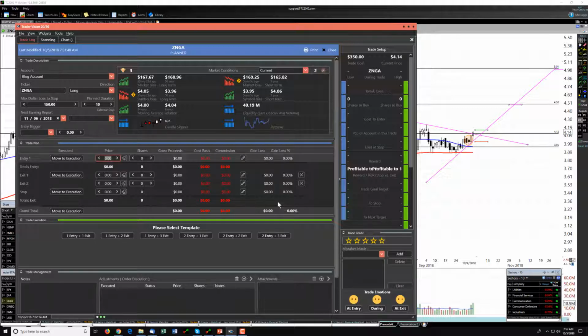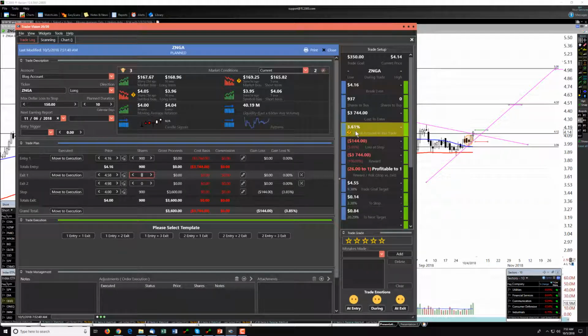Let's look at an entry about 4.16 or something like that, and a stop about $4, I think is what I said V-stop said, and the first target of 4.58 and a second target of 4.98. It says we can do 937 shares. Let's try 900. Chart says that's only 3.6%.